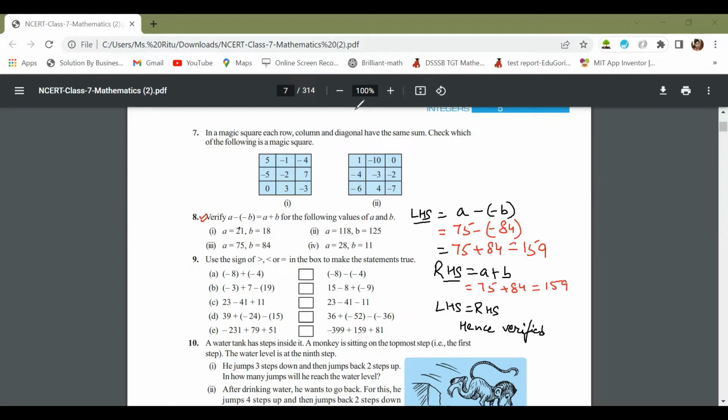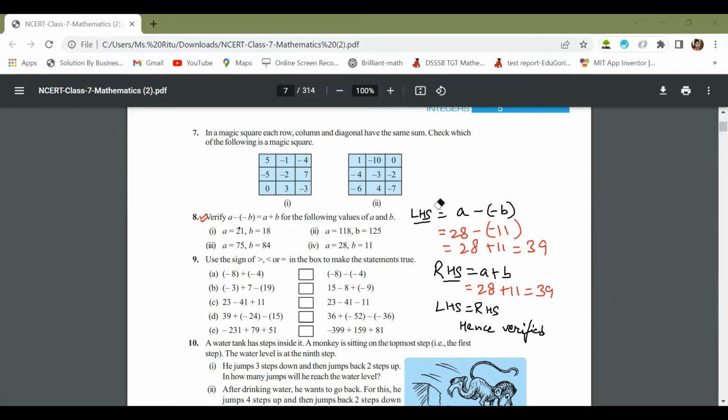Now the last part. The last part is 28 and 11. So this is 28, this is 11. So 28 plus 11 would be 39, because if you do 28 plus 11, it would give you 39. Here also 28 plus 11, 39. We are just putting the values of A and B. Okay, so this completes question number 8.